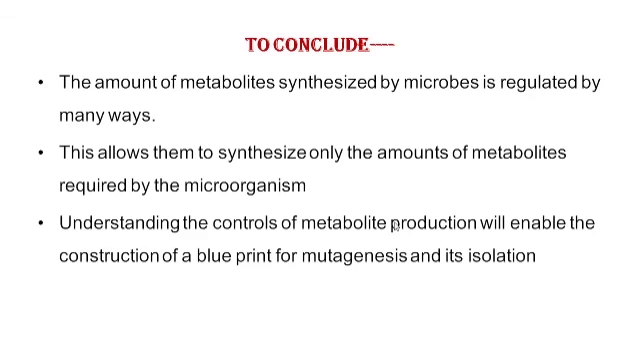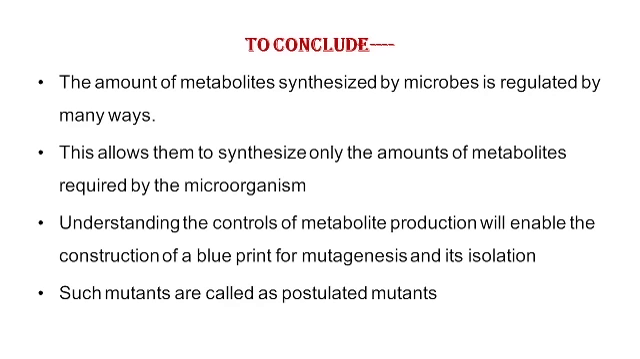Understanding the controls of metabolite production thus will enable us to construct a blueprint for mutagenesis and its isolation. That is, knowing these pathways and these controls, we now know which controls need to be mutated, which part of the enzyme needs to be mutated, and then once you know which part has been mutated, you know how to design a process for its isolation. Such mutants are called postulated mutants.